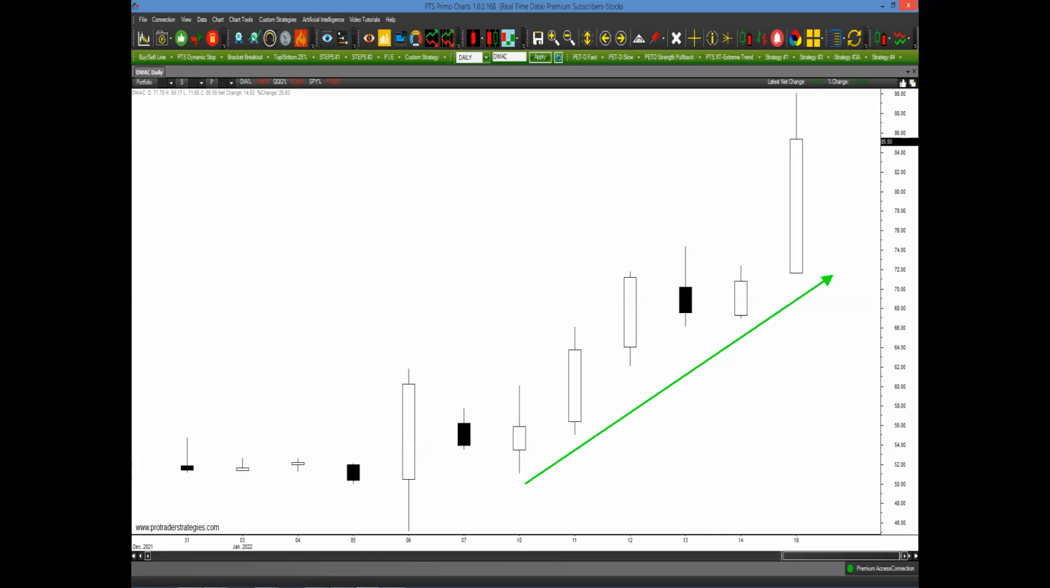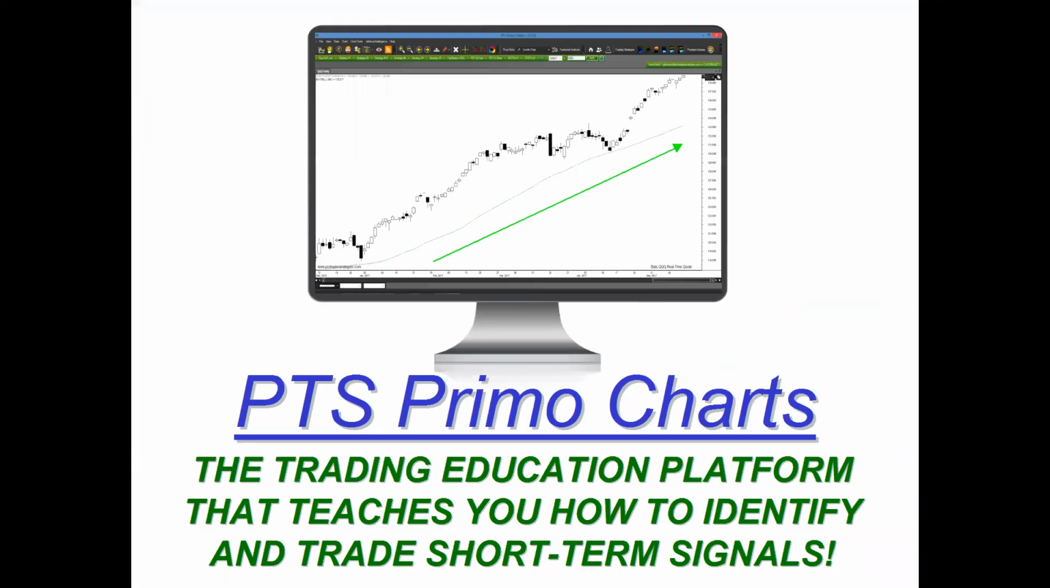Well, with the process I'm going to be sharing with you today, the day you actually would have sold would have been the day a buy signal was generated. And therefore, you could have potentially taken advantage of a 36-point gain in just 6 days. You're going to see how simple this process is to apply because it's one click away on our platform, the PTS Primo charting platform. This is the educational platform that actually teaches you how to identify and trade these short-term signals. So welcome to this educational presentation.